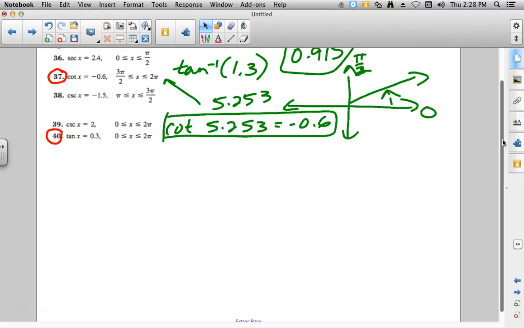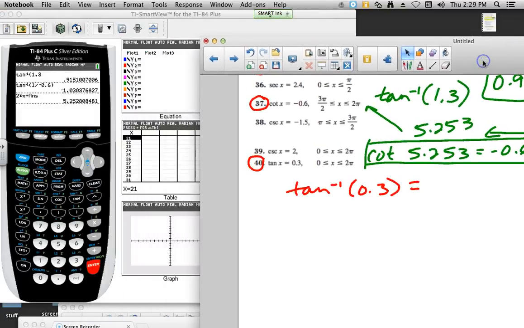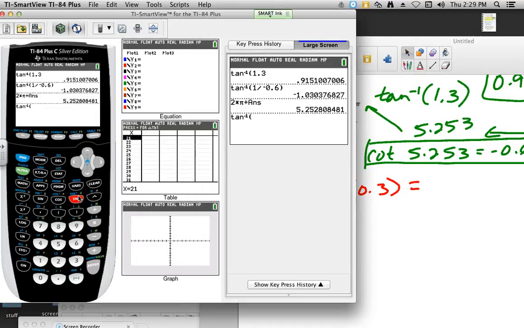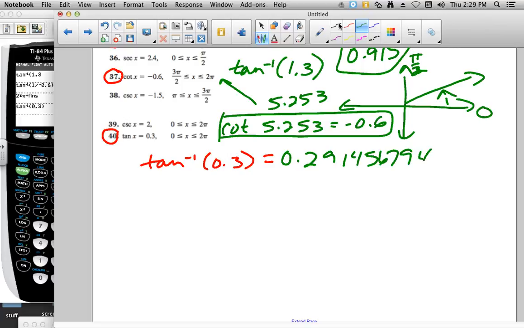Number 40, this is, again, very similar. This one has the tangent of x equals 0.3. So we're going to need the inverse tangent of 0.3. And then once we get it, we want to see whether or not it is between 0 and 2 pi. So second inverse tangent of 0.3. And that gives us 0.2914567, etc. So here's what we want to do. We want to check and make sure that's between 0 and 2 pi, and it is.